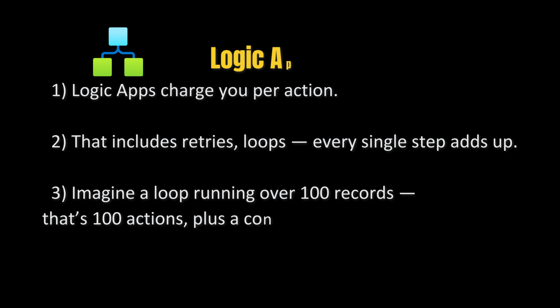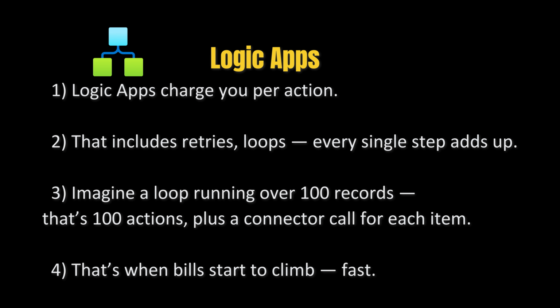So when do costs start to spiral out of control? That brings us to the next point. Cost pitfalls that drain your budget. Logic Apps charge you per action. That includes retries, loops. Every single step adds up. Imagine a loop running over 100 records. That's 100 actions plus a connector call for each item. That's when bills start to climb fast. Functions, on the other hand, cost less per execution, but managing retries, state, and error handling means more development time and potentially more hidden bugs.